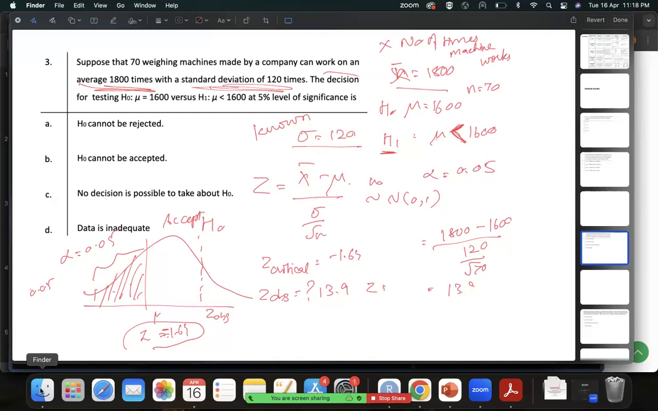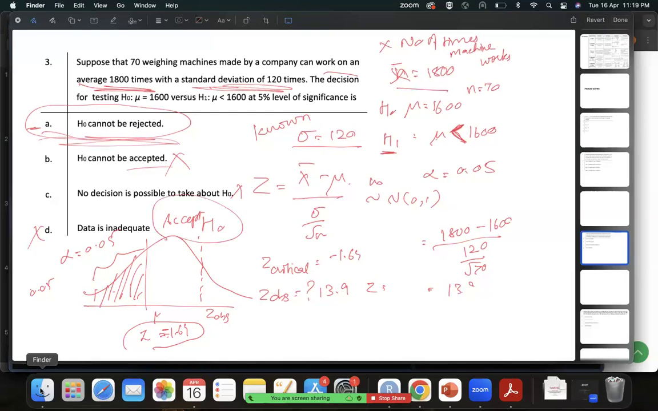So what option do you choose? You accept H naught, so H naught cannot be rejected. This is your correct answer. This one is false because you accept H naught. This is also false because a decision is possible and the data is also adequate. So H naught cannot be rejected, because you accept H naught.